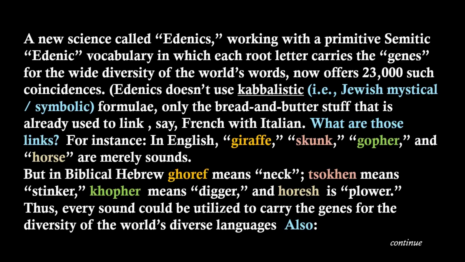Edenics doesn't use Kabbalistic, i.e., Jewish mystical symbolic formula, only the bread and butter stuff that is already used to link, say, French with Italian. What are those links? For instance, in English, giraffe, skunk, gopher, and horse are merely sounds. But in biblical Hebrew, goref means neck, soken means stinker, kofer means digger, and horesh means plower. Thus, every sound could be utilized to carry the genes for the diversity of the world's diverse languages.